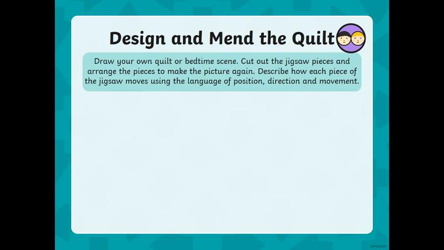Okay, when you're ready, you can have a go at designing and mending a quilt. You would need to draw your own quilt or bedroom scene, cut out the jigsaw pieces, so draw a picture of your bedroom scene on an A4 piece of paper. When you are ready, cut it out into about between 8 and 12 pieces, more if you want, and then you will have jigsaw pieces to arrange into a picture.